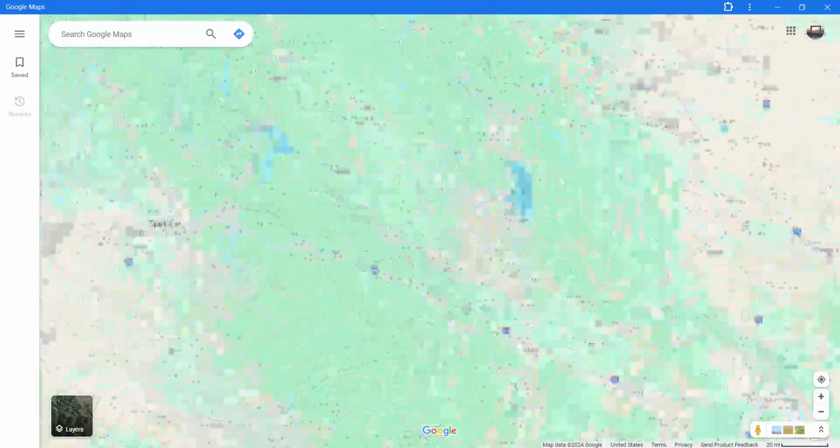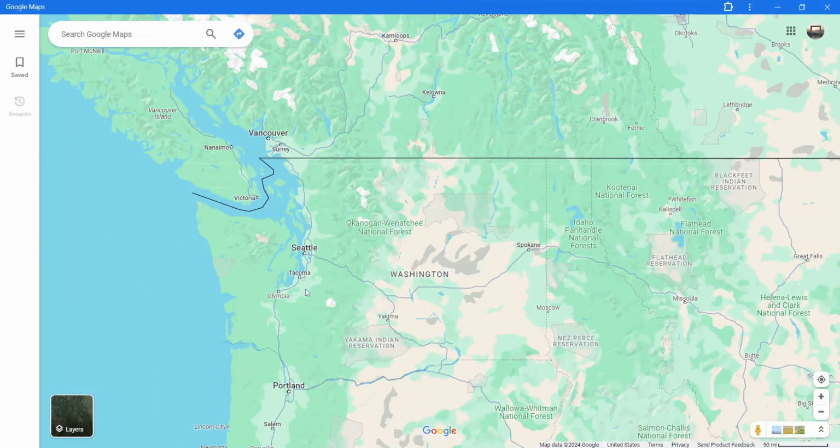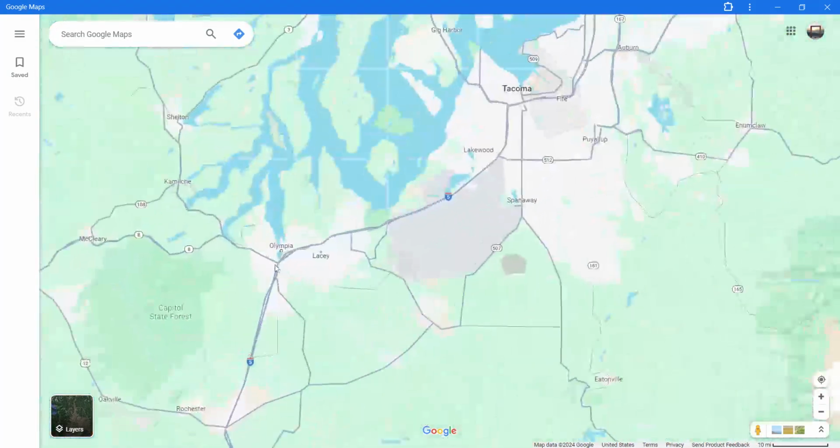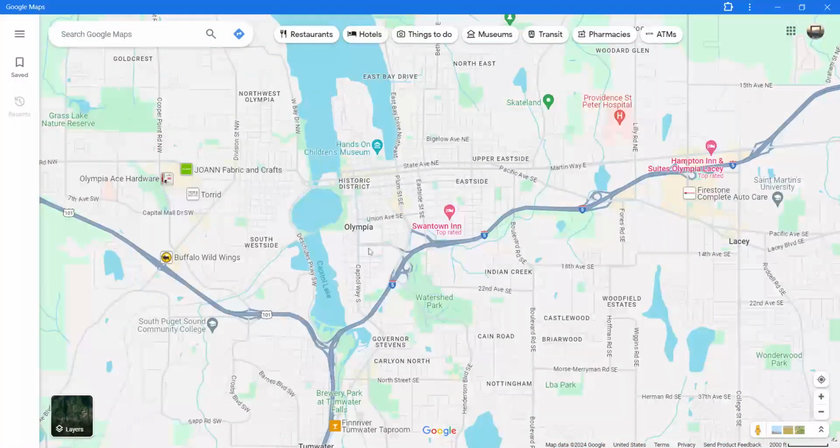Now we go over to the coast and the state of Washington, and its capital is Olympia. Olympia is the capital of the state of Washington.